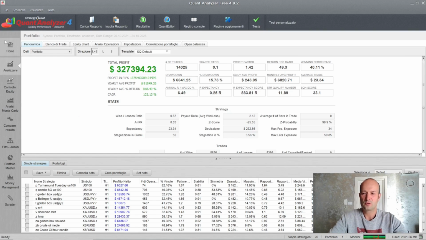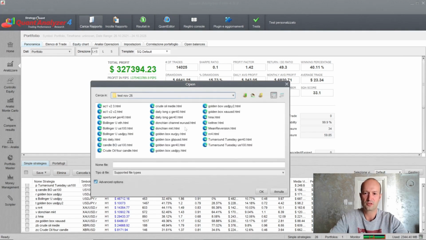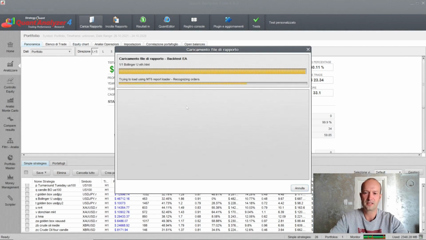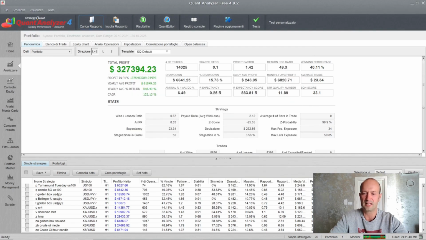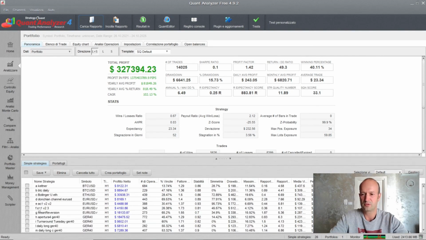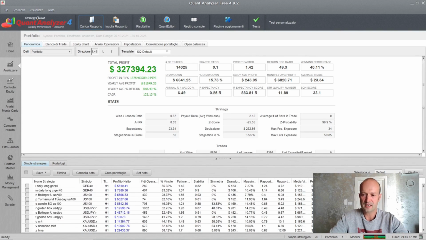To avoid boring you, I've already loaded all the reports for the various experts, but it's actually very simple to do. You just click Load Report, then choose the one you want, open it, it needs to be in HTML, and click Continue. This way, all your back tests and expert tests will be loaded into the list. I've already done this. I just put this letter in front to have them in the order I wanted. So here I have all my strategies and how they performed.